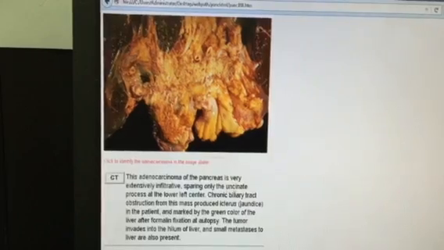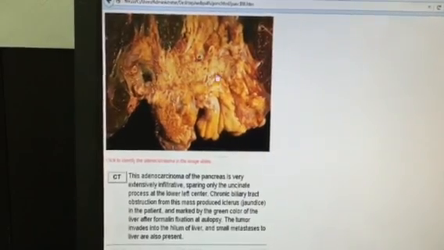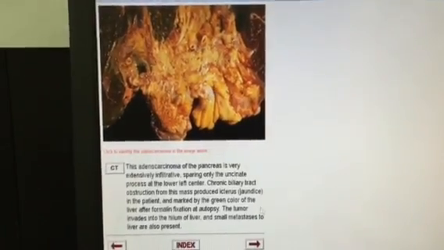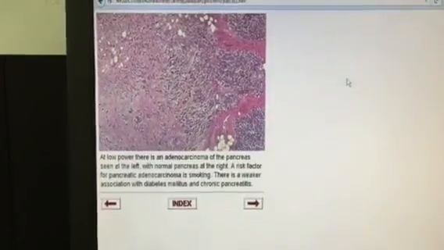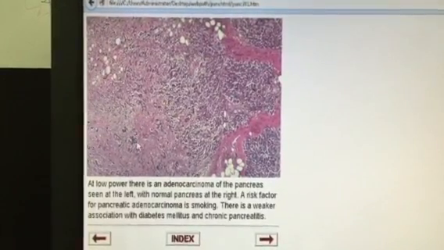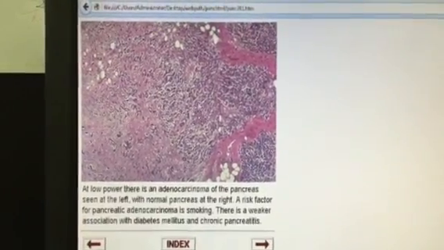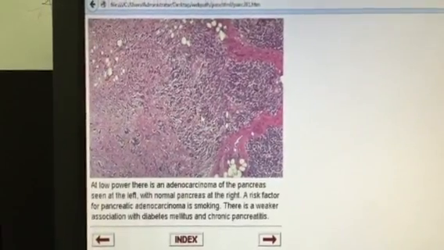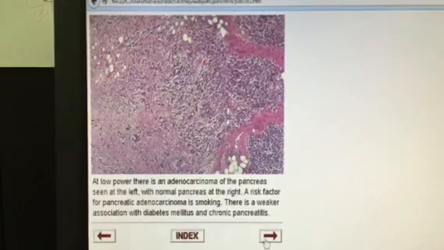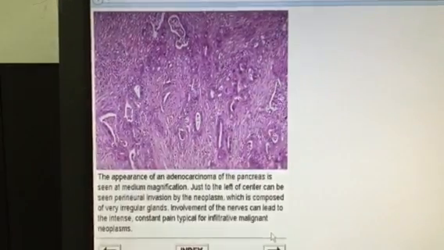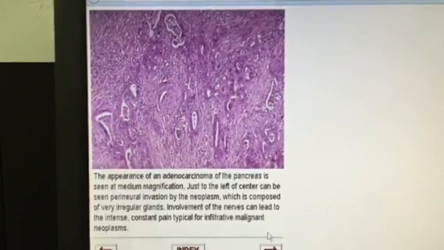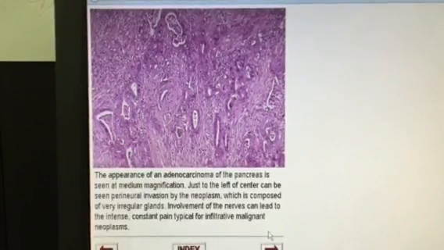Again, adenocarcinoma of the pancreas, with extensive infiltration, sparing the uncinate process. The uncinate process, this one. Again, adenocarcinoma of the pancreas is here, destroying the normal parenchyma of the pancreas. The most common risk factor is smoking. Some literature says that diabetes is also a risk factor, but that's not fixed.